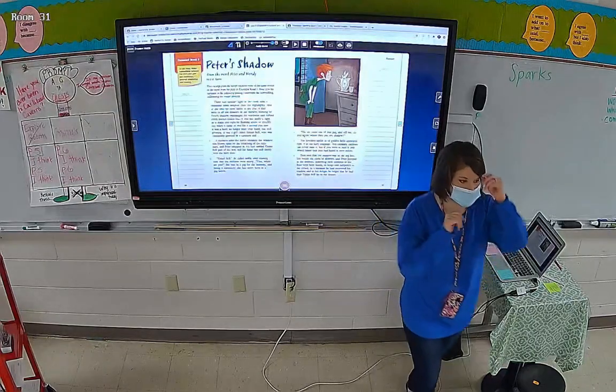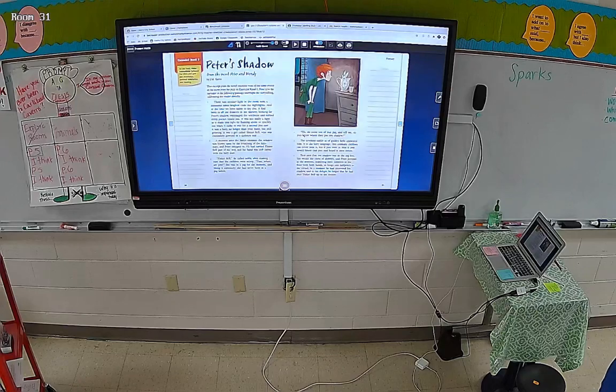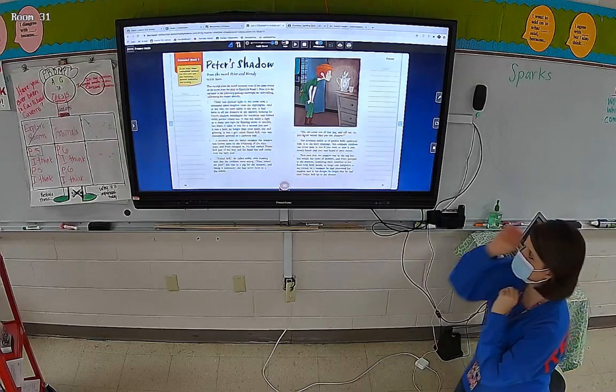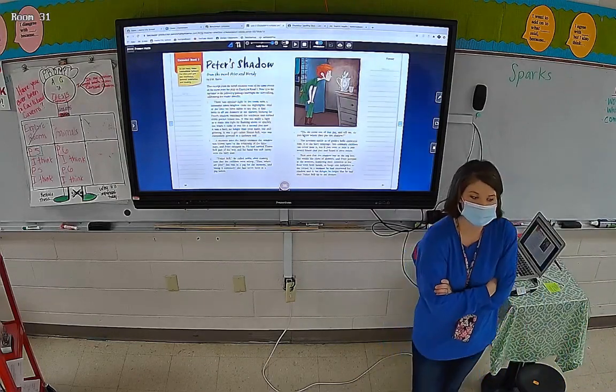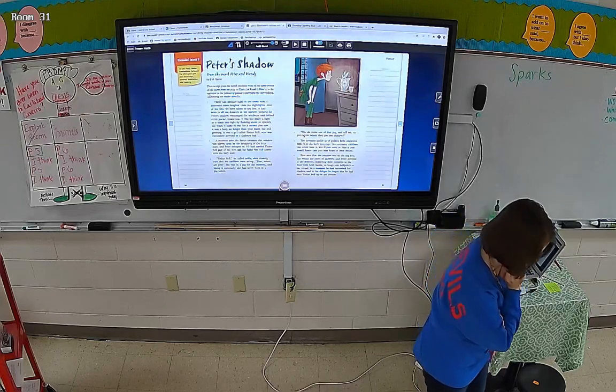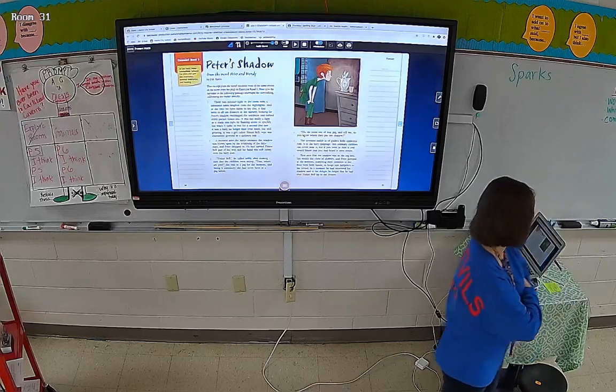All right, last week we read the drama, Peter Meets Wendy. This week we're going to read Peter's Shadow. When you look at this text, tell me, what do you notice about this text? Before we start reading, let's preview it.